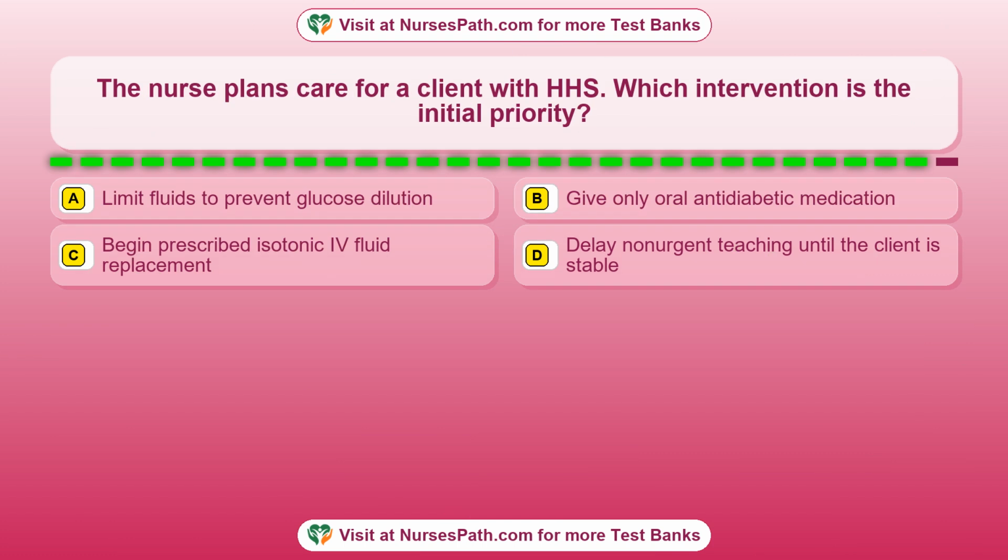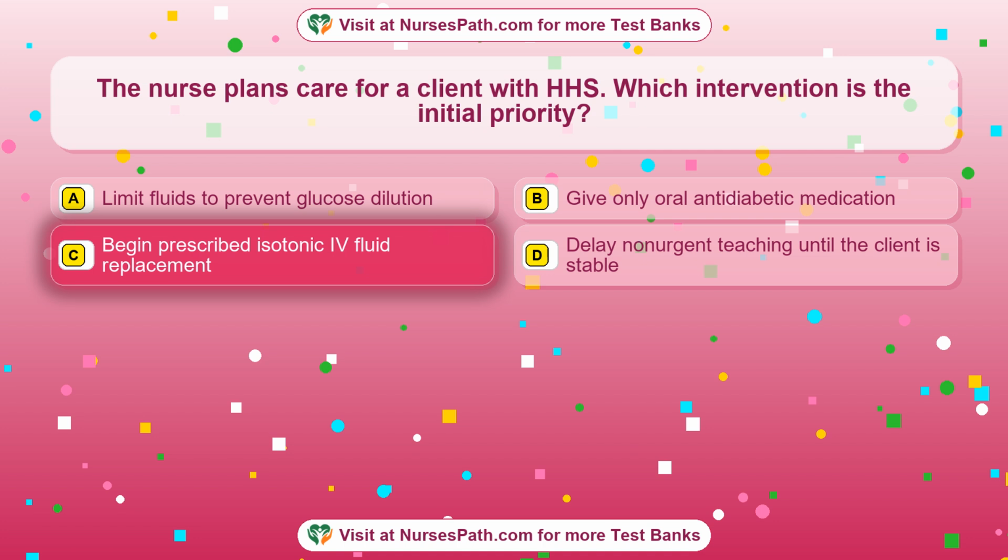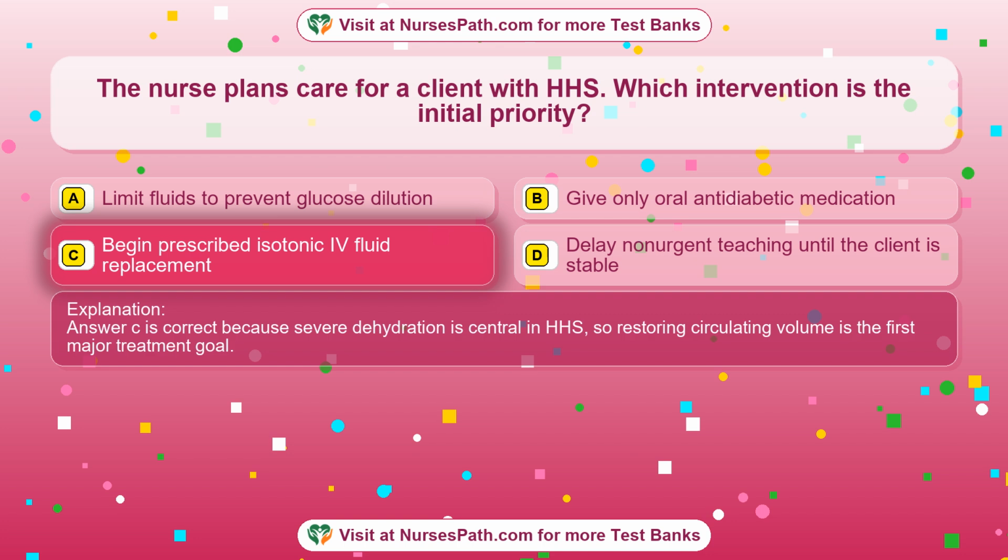Question 3. The nurse plans care for a client with HHS. Which intervention is the initial priority? Option A, limit fluids to prevent glucose dilution. Option B, give only oral anti-diabetic medication. Option C, begin prescribed isotonic for fluid replacement. Option D, delay non-urgent teaching until the client is stable. The correct answer is option C, begin prescribed isotonic for fluid replacement. Answer C is correct because severe dehydration is central in HHS, so restoring circulating volume is the first major treatment goal.